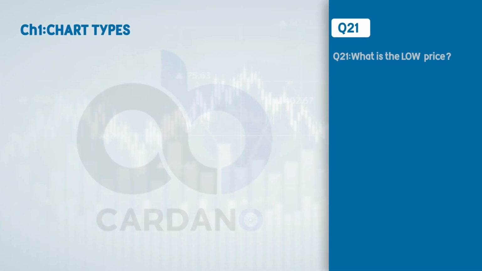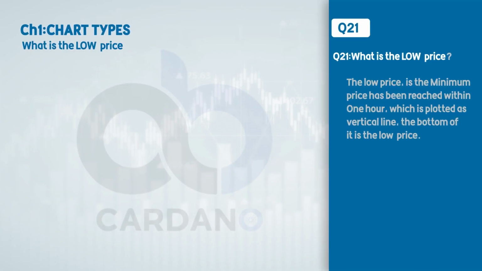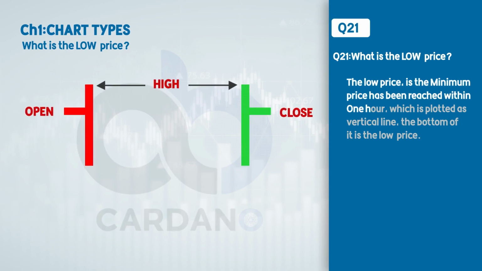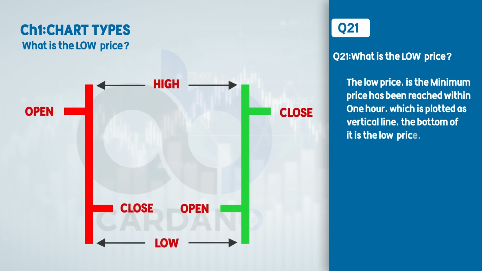Question number 21. What is the low price? The answer is, the low price is the minimum price reached within 1 hour, which is plotted as a vertical line. The bottom of it is the low price.